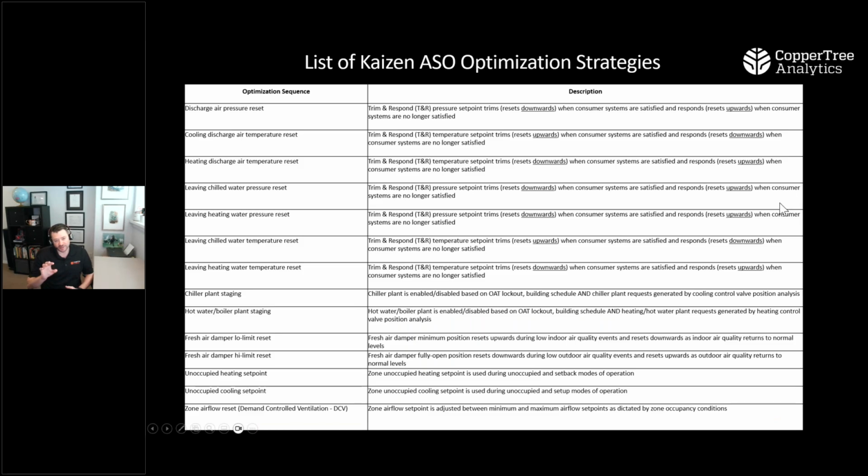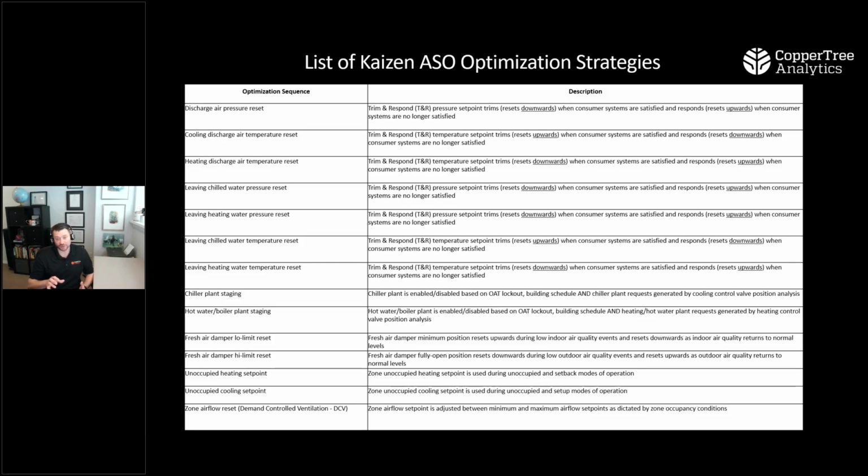So again, might be hard to see these. If it is, we can share this information out, and I'll go through some of the optimization sequences. The first, I'll show you more of an example of a discharge air pressure reset strategy, and that'll be a bit more detail and a screen share that I'm going to show you. But in addition to the air pressure resets, we're doing cooling discharge air temperature resets, heating discharge air temperature resets, leaving chilled water pressure reset, leaving heating water pressure reset, leaving chilled water temperature reset, leaving heating water temperature reset, chiller plant staging, hot water boiler plant staging, fresh air damper low limit resets, fresh air damper high limit resets, unoccupied heating and cooling set points, and zone airflow reset, so demand controlled ventilation.